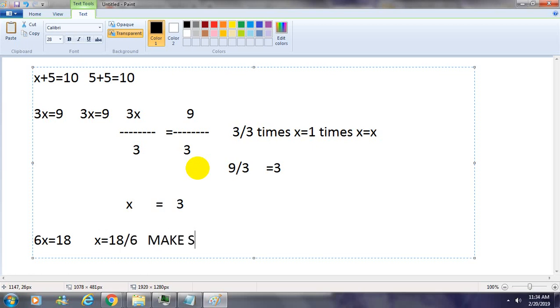Make sure you do it on both sides. Make sure you do it on both sides. That's so important, okay? You have to do whatever you do on one side to get that x by itself, that inverse thing, either the subtraction or the addition, or the multiplication or the division. You have to do it on the other side.